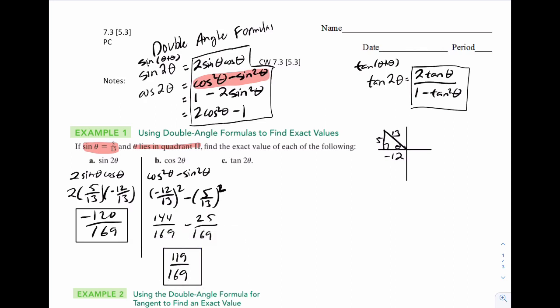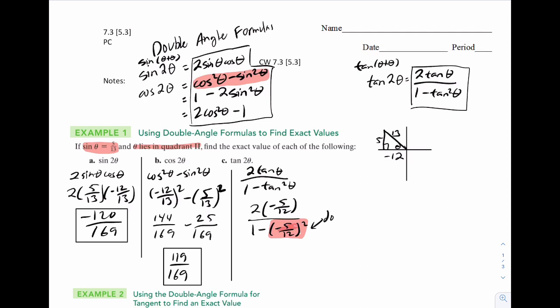And we're good. Tan 2 theta, last one. So we can just use a formula here. 2 tan theta over 1 minus tan squared theta. So we're going to write 2 times negative 5 over 12, all divided by 1 minus negative 5 over 12 squared. And I want to make sure you guys highlight this. Make sure you handle this part first. So really make a note, do first. I don't want you to get messed up with that negative on the outside.